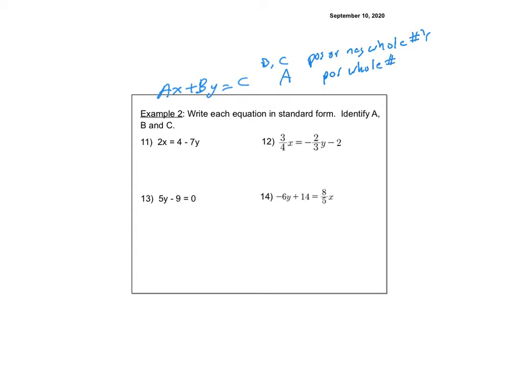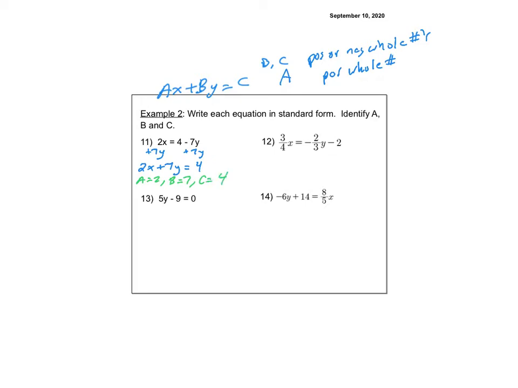All right, so let's look at number 11. First of all, let's bring the x and the y on the same side. So I'm going to bring this minus 7y over on the left side. I'm going to rewrite the left-hand side as 2x plus 7y, and the right-hand side is just 4. That's all the farther we have to go with that one, simply because we can identify our a, b, and c. b and c are positive or negative whole numbers, and a is a positive whole number. So a is 2, b is 7, and c is 4.